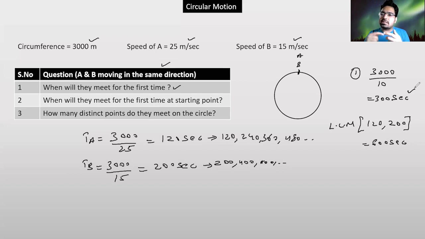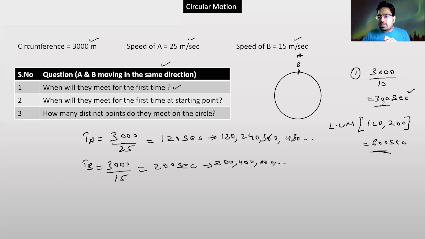So they will meet at 300 seconds, 600 seconds, 900 seconds, and so on, right? The second important point to understand is that once they meet at the starting point, from that point the race will start all over again, isn't it? Can I say that? When both of them are back at the starting point, can I comment that the race is starting all over again? Whatever happened before this, the same thing will happen in the same sequence now, right?